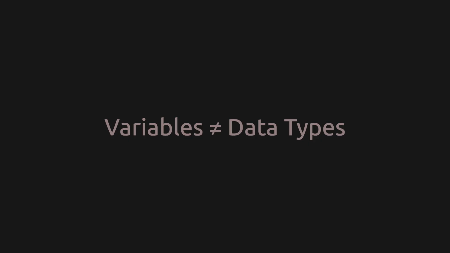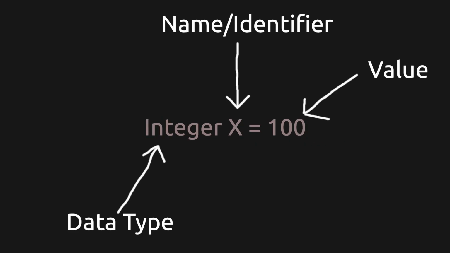Okay, firstly, let's get something out of the way. Data types and variables are not the same thing. Sometimes you may hear the two words used interchangeably, but they are two different things. So firstly, let's go over what a variable is. A variable, at a high level, is the way in which data is stored within a program.